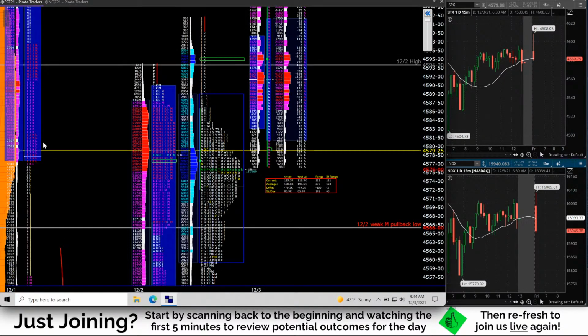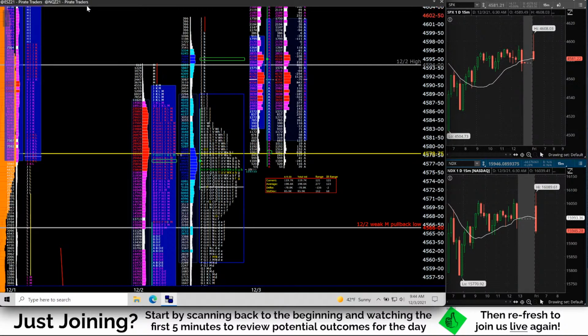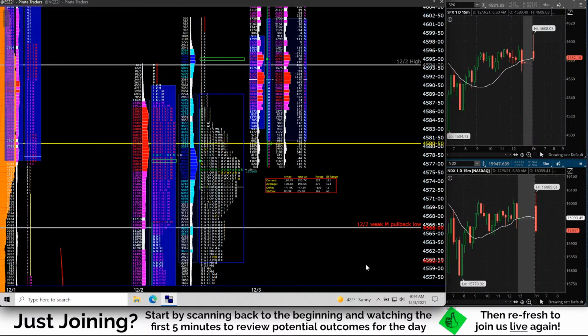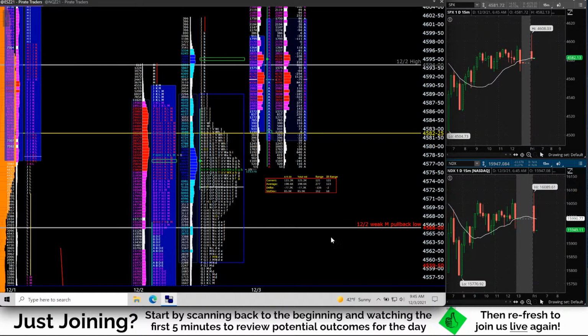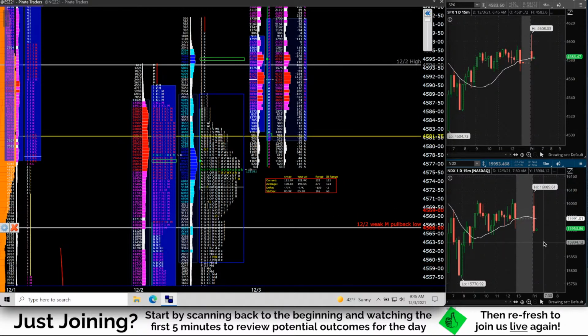Okay, sellers seem to be in control. So we're at the very bottom end of our potential support here. If they can't hold it up here, we're looking to repair this weak M period low at 45.66. And then looking for continuation lower from there.